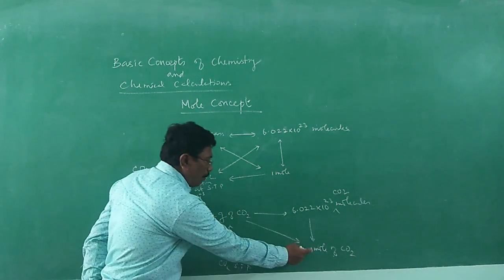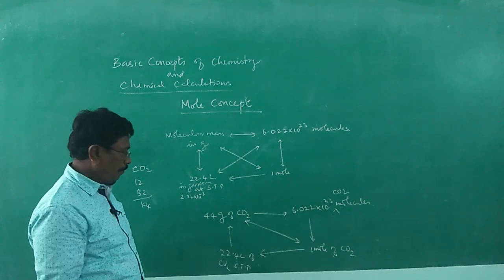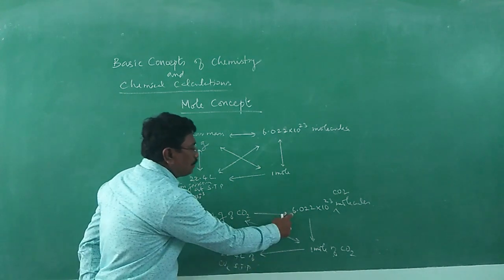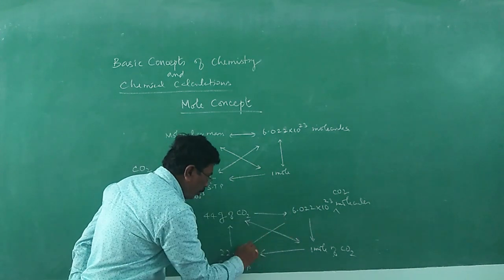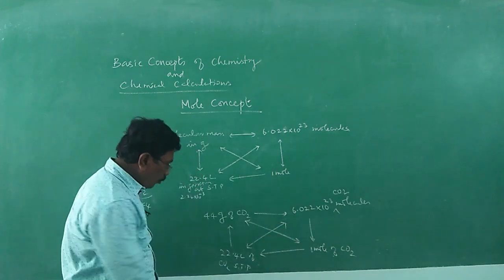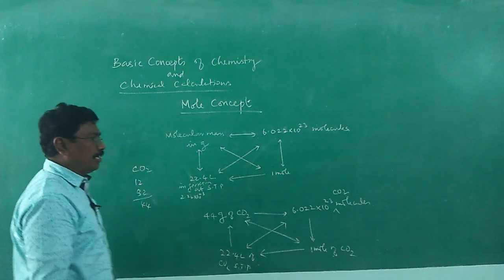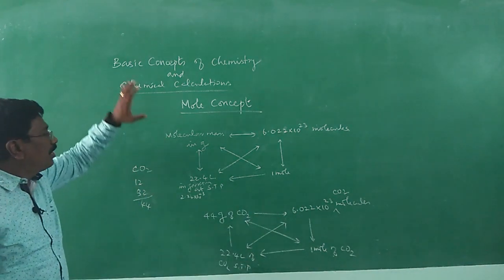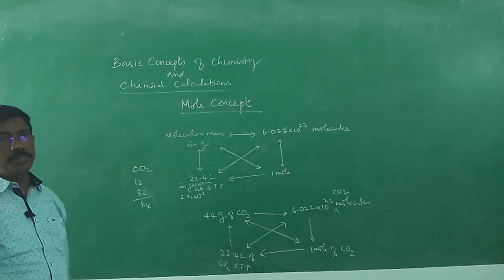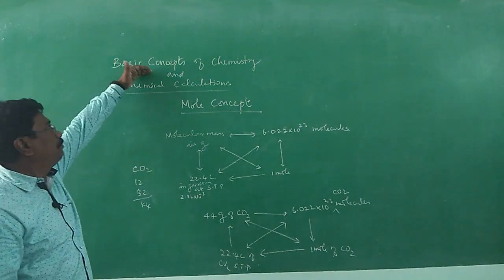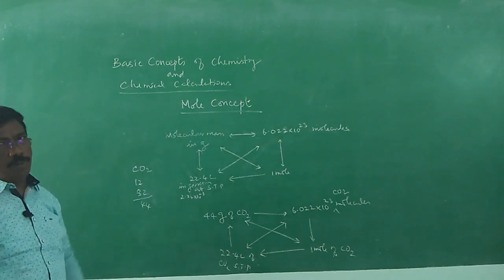So 1 mole of carbon dioxide will have the mass equal to 44 gram. If I have 6.022 in 10 power 23 molecules of carbon dioxide, it will have the volume equal to 22.4 liters. Or 22.4 liters of carbon dioxide at STP will contain 6.022 in 10 power 23 molecules. If you are able to understand this point, you are well versed in mole concept. The basic concept, very basic concept in chemistry is mole concept.